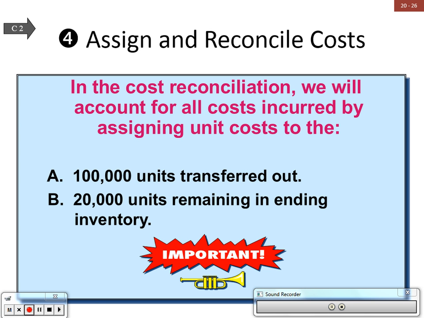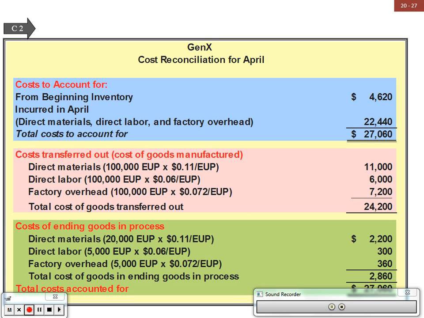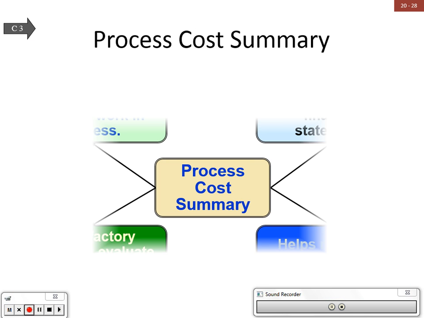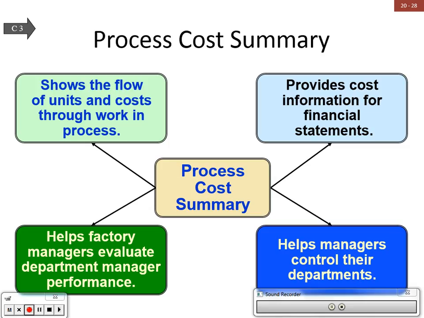In the cost reconciliation, we will account for all costs incurred by assigning costs to the costs that were completed and transferred, and then what was finished and sitting in ending inventory. And this is just that same company all over again. So this is important because it just, again, summarizes how different process costing is from job order costing.